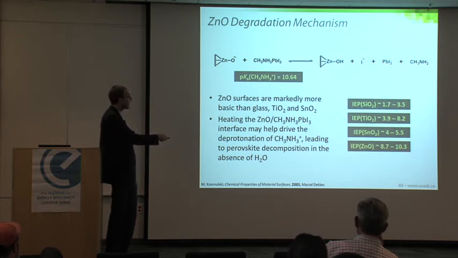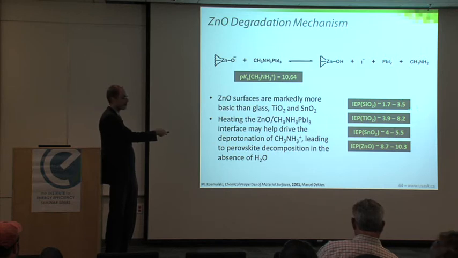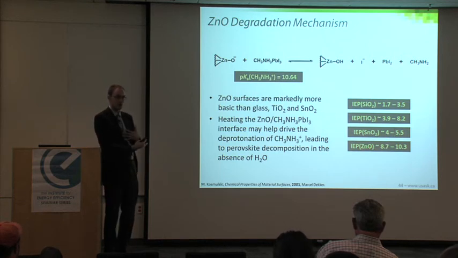dioxide, as defined by the isoelectric point, what you see is silicon dioxide, yeah, you've got some silanol groups, they're a little bit acidic. Titanium dioxide, a little more neutral, but still maybe on the acidic side. Tin dioxide, again, a little bit acidic. Zinc oxide on the basic side of things. So the surface chemistry is a little bit different as you go through each of these samples.